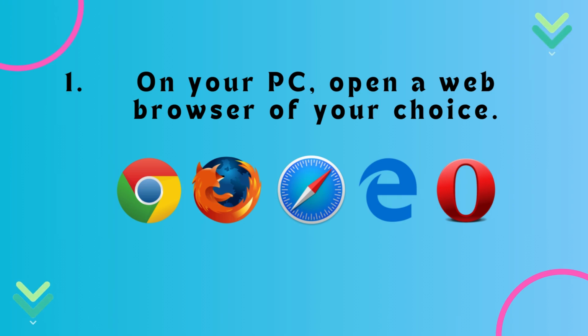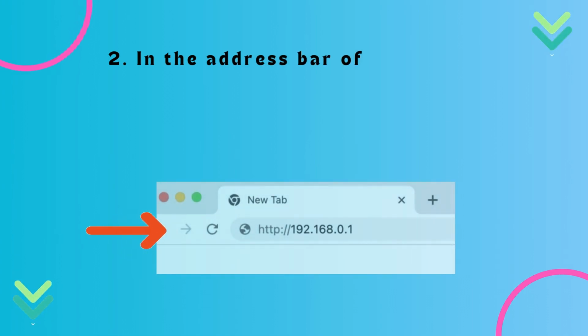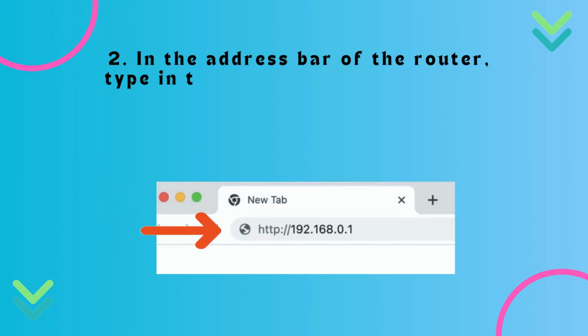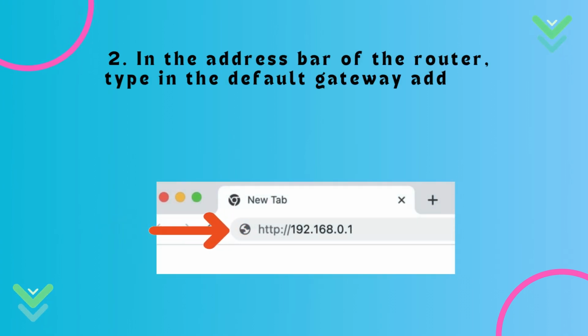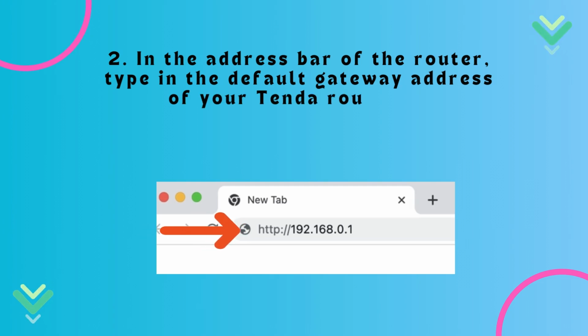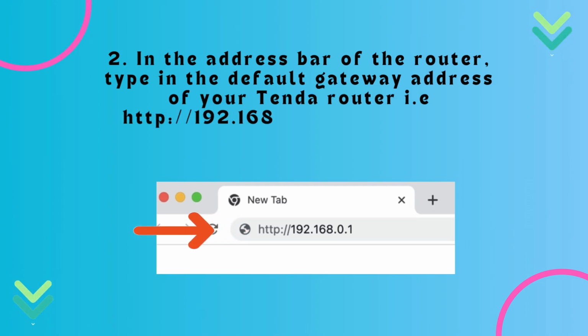1. On your PC, open a web browser of your choice. 2. In the address bar of the router, type in the default gateway address of your Tenda router, i.e. http://192.168.0.1 and hit enter.